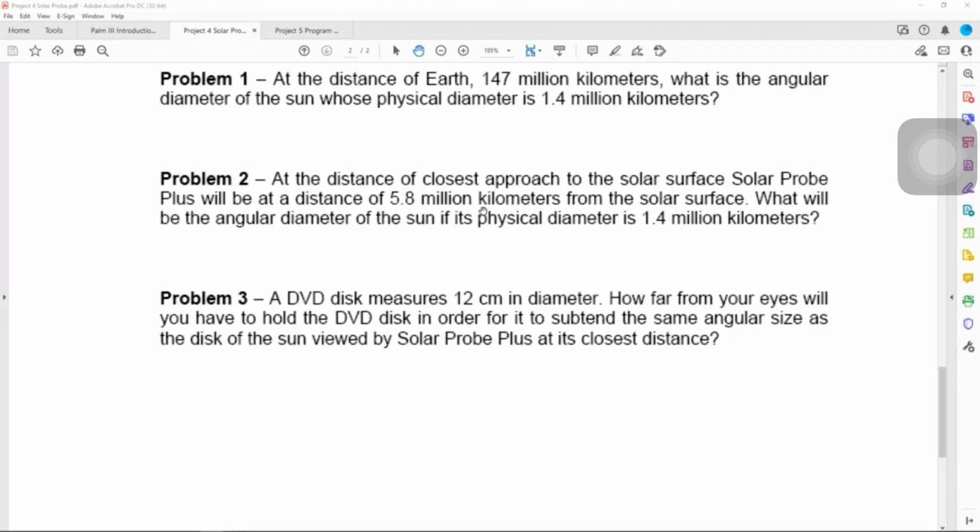So imagine you're holding a DVD disc in your hand, far away from you, right? The disc measures 12 centimeters in diameter. And they say, how far should it be? That means find R so that the angular diameter is the same that you obtained in problem two. So now you know the angular diameter, you know the size of the object, you need to find the distance. That's it. Very simple. That's this fourth part of the project. It doesn't take more than 15 minutes.